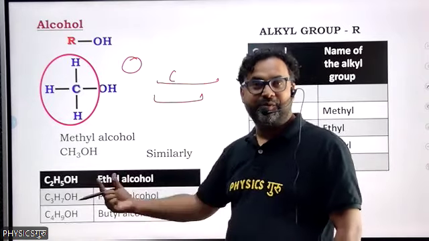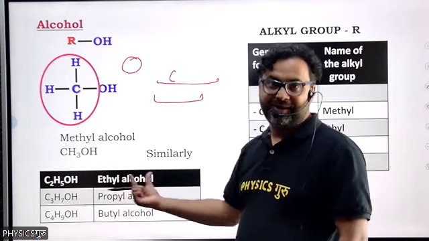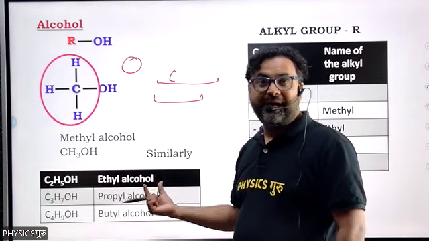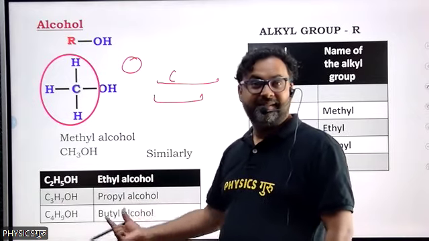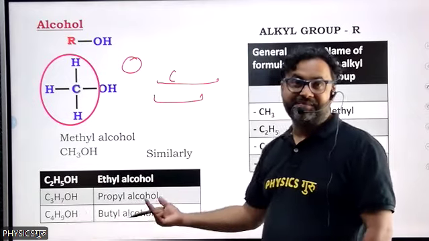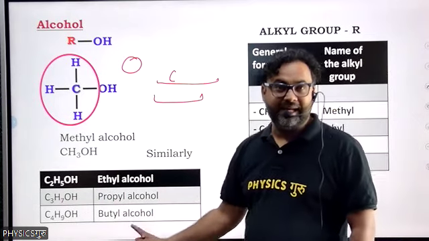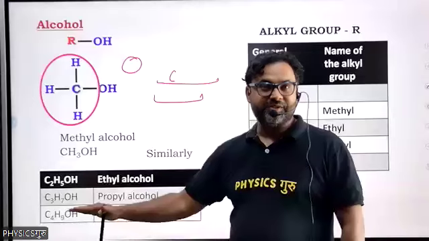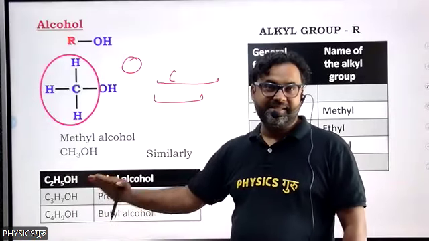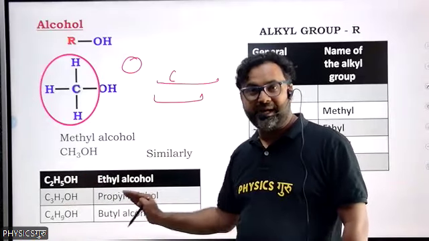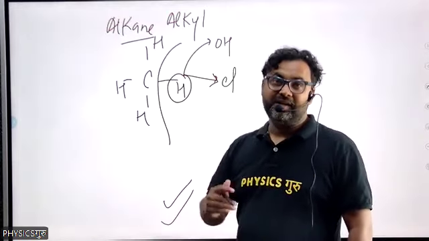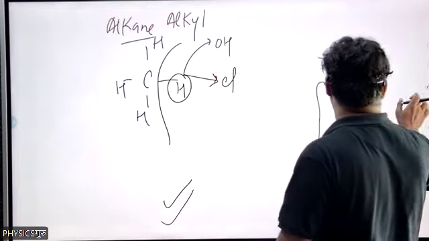Similarly, C2H5OH is called ethyl alcohol. C3H7OH is called propyl alcohol. C4H9OH is called butyl alcohol. I repeat, CH3OH is methyl alcohol, C2H5OH ethyl alcohol, C3H7OH propyl alcohol, C4H9OH butyl alcohol. Okay.